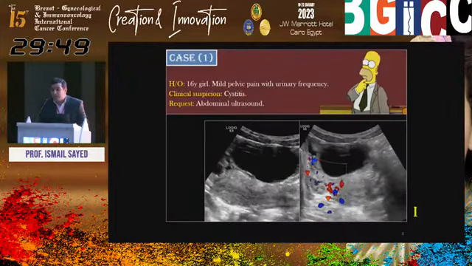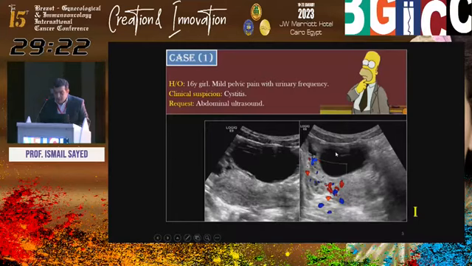Young girl presenting with mild pain and some recently noted urinary frequency. ER physician suspecting cystitis. From the first look, what is this? Yes, this is the mistake I want to hear. Urinary bladder. It looks like urinary bladder. This is LS and this is TS.